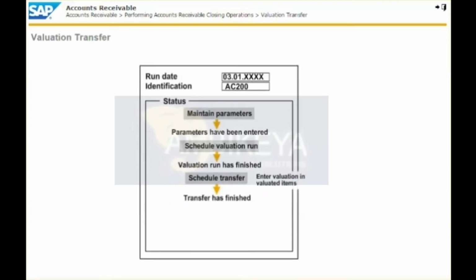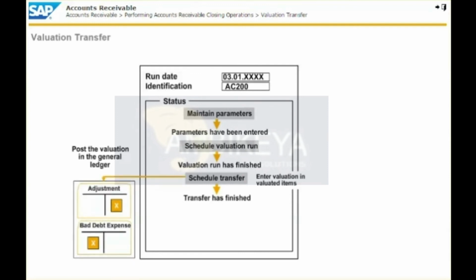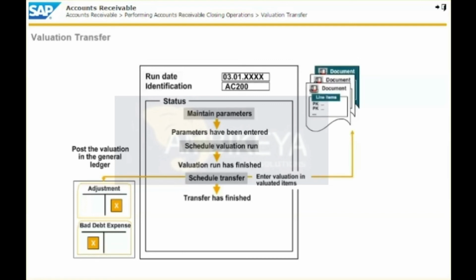The last stage of the valuation process is the transfer. GL documents post the valuation and the valuation is also entered in the valuated documents so that the valuation can be traced at any time.